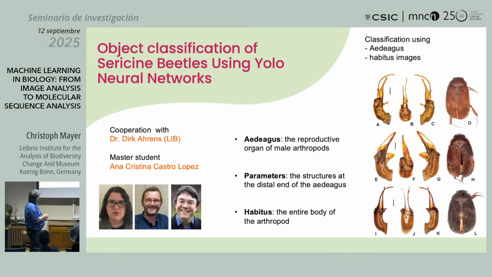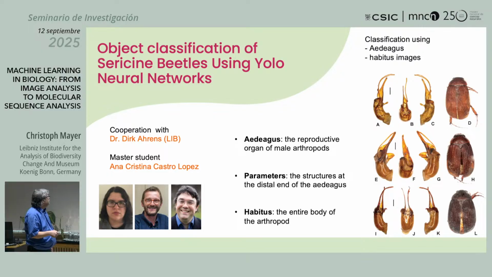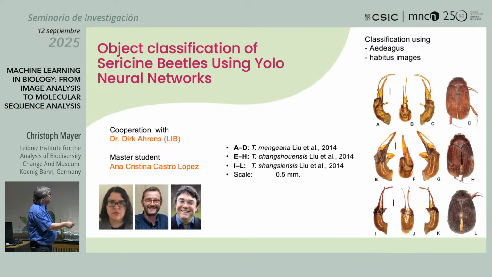This is another project here. We identify beetles. We classify aedeagi. Aedeagi are the reproductive organs of male arthropods, and they look very different. These are three different species here. These are habitus images, and these are the aedeagus images. Okay, so here we have three different species. This here is the scale, so that's 0.5 millimeter. So that's pretty small. These are really small beetles.